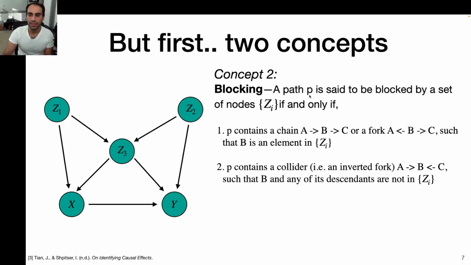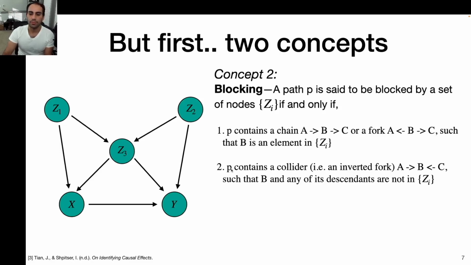A path P is said to be blocked by a set of nodes Zi if and only if two conditions are satisfied. The first is P contains a chain, and this is an example of a chain here, or a fork, and this is an example of a fork here, such that B, this middle variable, is an element in the set Zi. This is what we might intuitively think of as blocking. We have some flow of information, so to speak, from A to C via the chain or the fork. And if we remove B or adjust for it, we essentially block the flow of information between A and C.